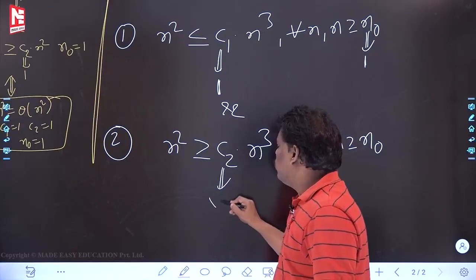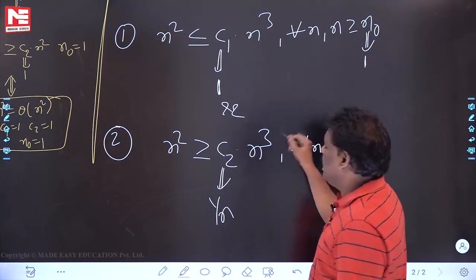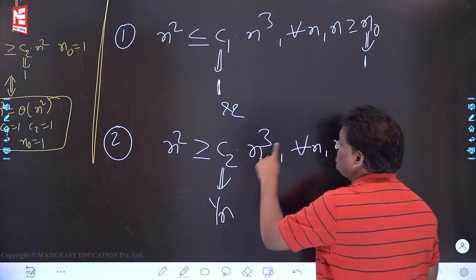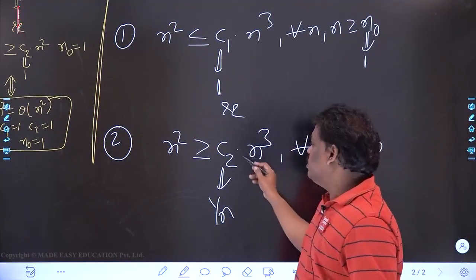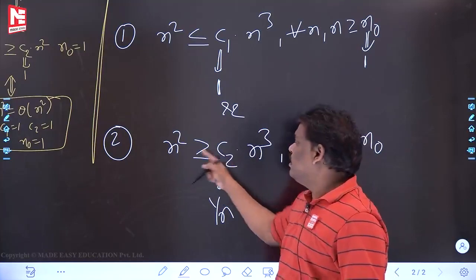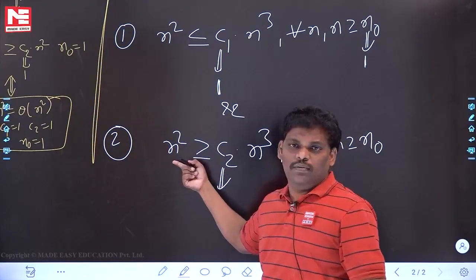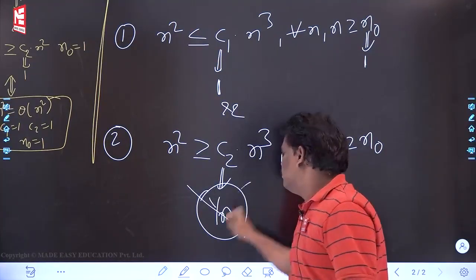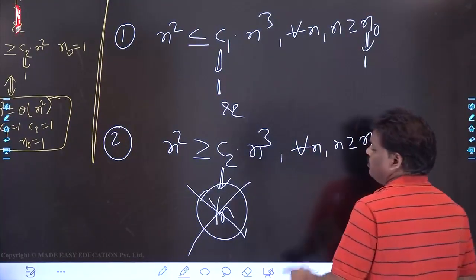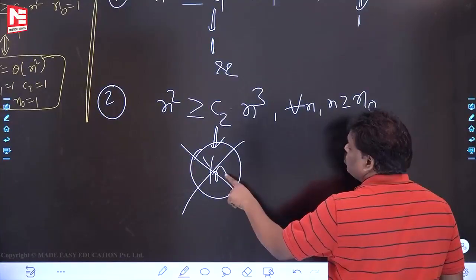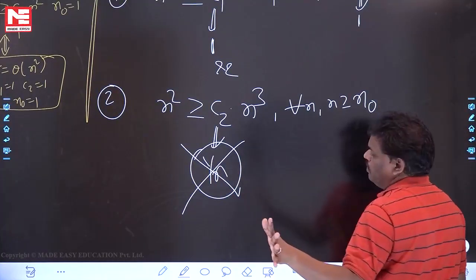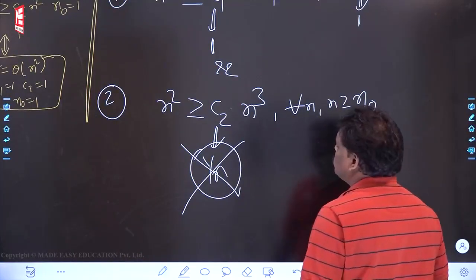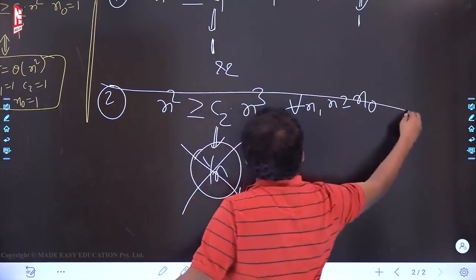I will take C2 as 1 by n. 1 by n into n cube, n cube becomes n square into n, these n will be cancelled. So n square is there. I think C2 should be 1 by n. Then left will be either bigger or equal. But C2 is a function, it is not a constant. So it is not possible. C2 I have to take 1 by n, which is a function, I cannot take. If you don't take a function here, it is not possible at all. So second one is not possible.